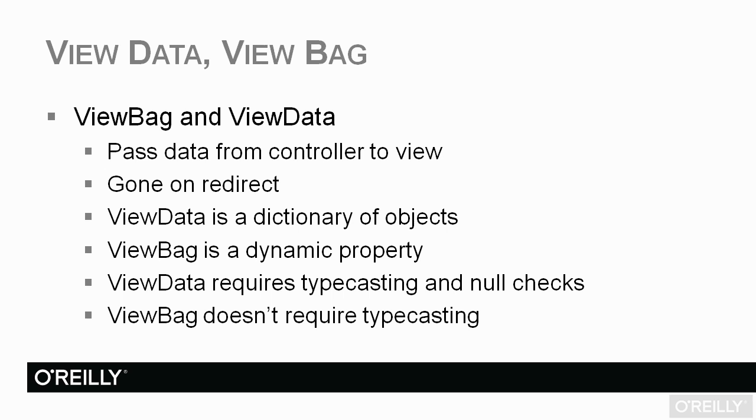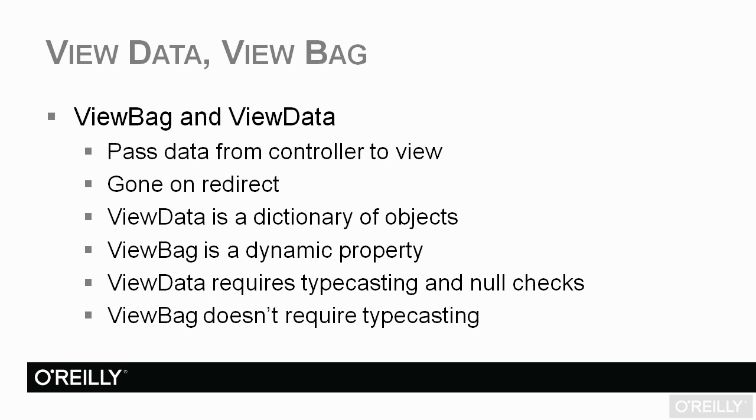Now, this is just to clear up a little bit of confusion that some people have about view bag, view data, and temp data. So we'll talk about view bag and view data first. These two are used to pass data from the controller to the view. They're gone on the redirect, so it's basically a one-shot. The view data is a dictionary of objects, while view bag is a dynamic property. So that means that view data requires typecasting and null checks, whereas the view bag doesn't require typecasting. Null checks are still good. So you might prefer view bag just for that one reason.